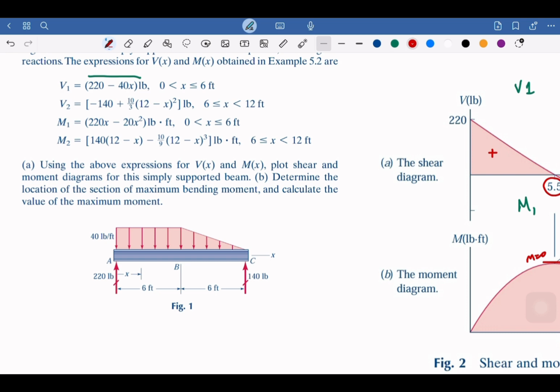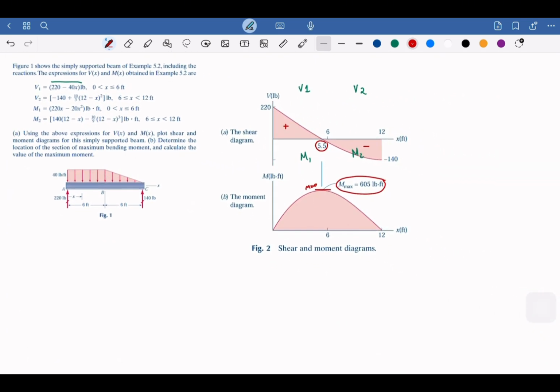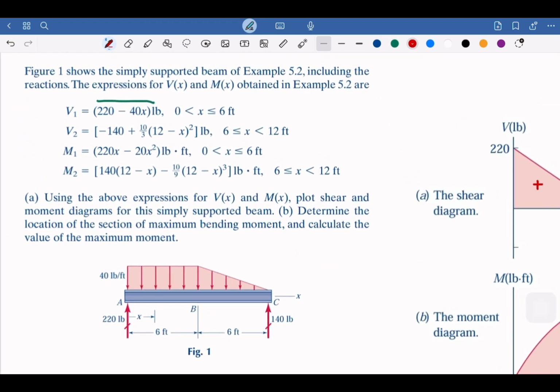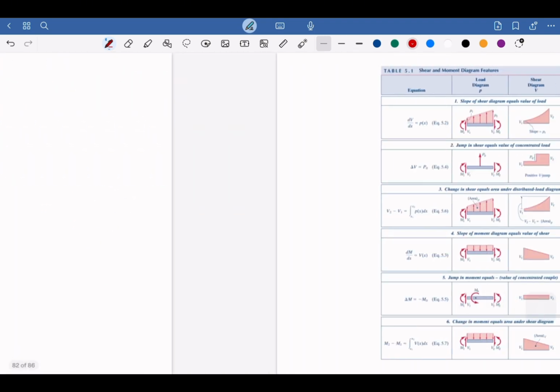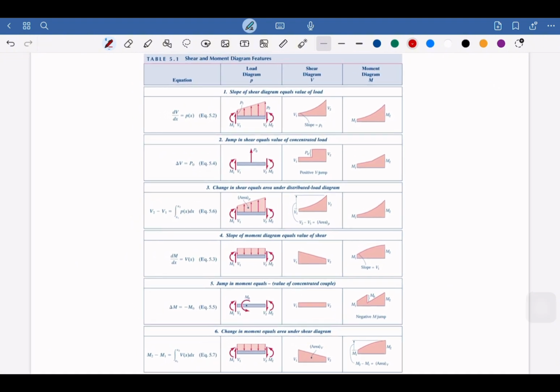Okay, now is there any way to make up these graphs without working out the exact equations, as we can see from V1, V2, M1, M2? There will be some method, which I will get you into for a while. If we look at this, there will be some particular pattern from which we can draw some conclusions.